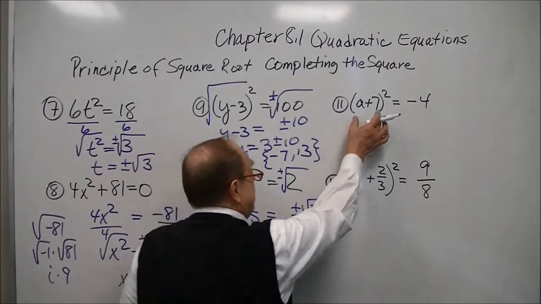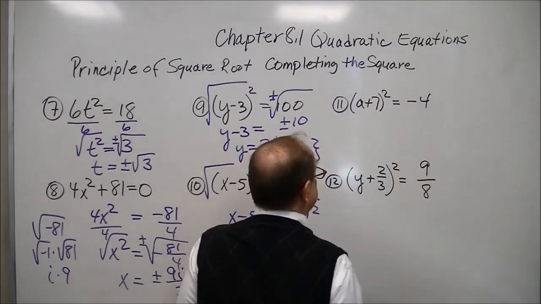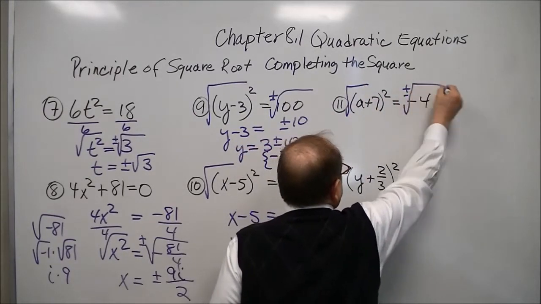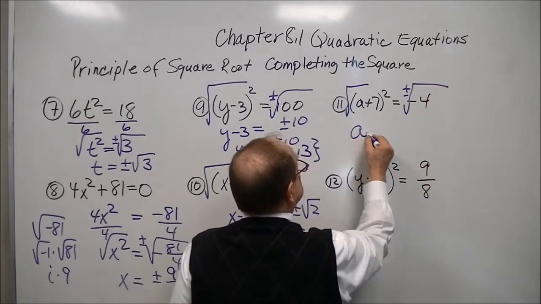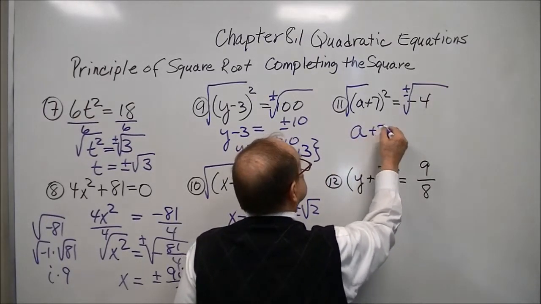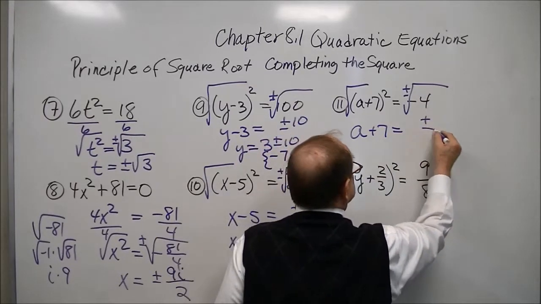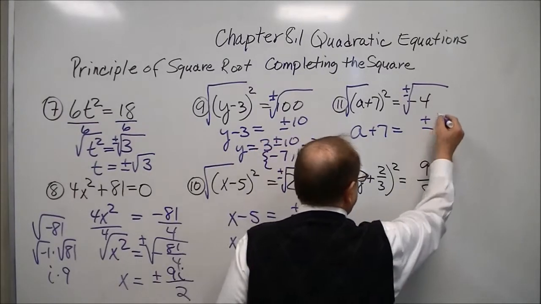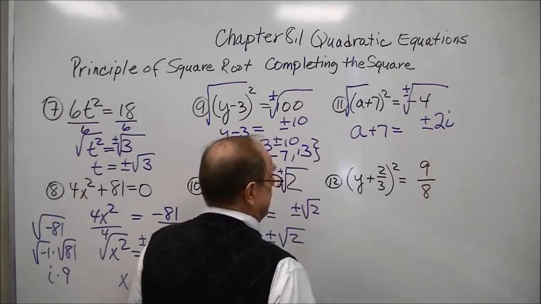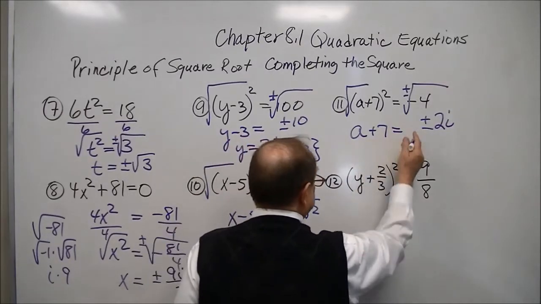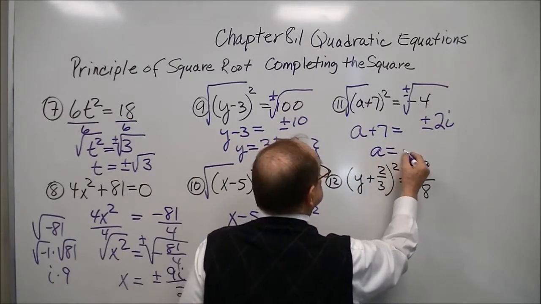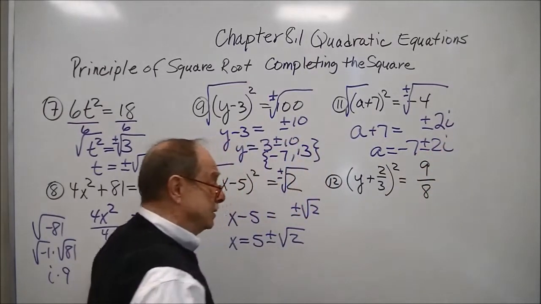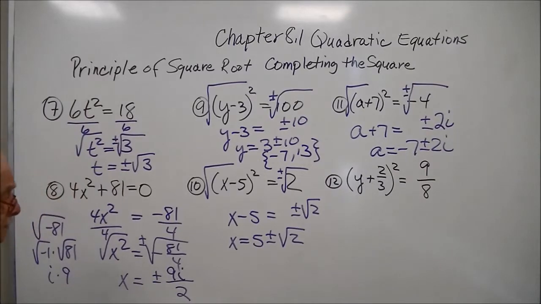So we have a binomial squared equals something. We take the square root of both sides, and this just becomes then the radicand. A plus 7 equals plus or minus. Now what is the square root of negative 4? Well, that's 2i. And then you transpose the 7. And notice that's in standard form of your complex number.